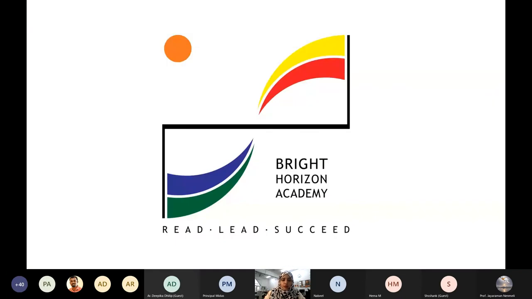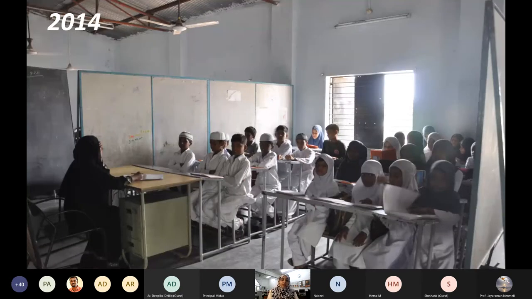You can see that the logo also mimics the sort of terrain and the layout of the school with the ground plane and the upper part and the lower part. These are some of the before and after images. This was the old school in the old building, just a large hall with partitions, you can see.